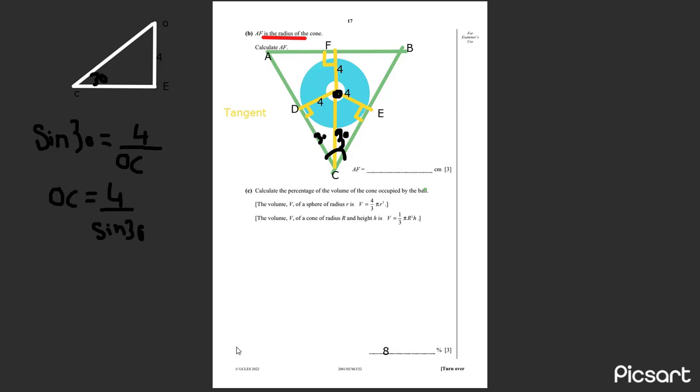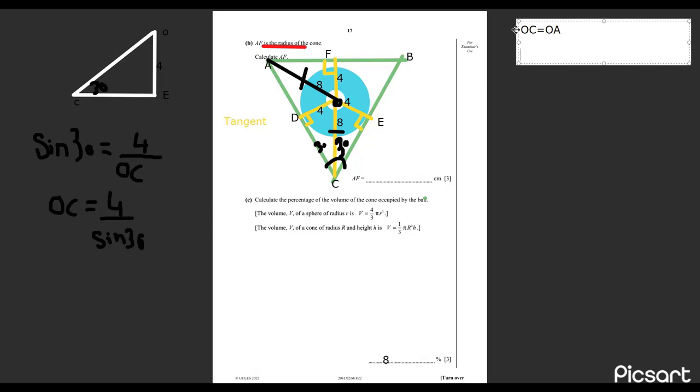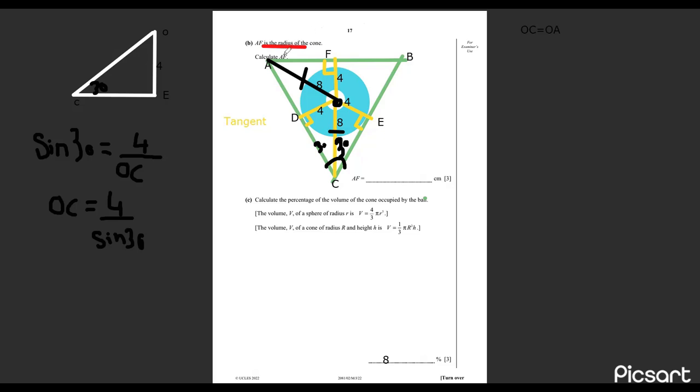So now I'm going to close this right angle triangle with this. Remember that this is equal to this. We just get this is equal to 8. Remember this is equal to 8, which we just got in the previous question, OC. So OC equals OA. Now we can get it from Pythagoras. Here is the hypotenuse, equal to 8. So AF will be equal to the root of 8 squared minus 4 squared.